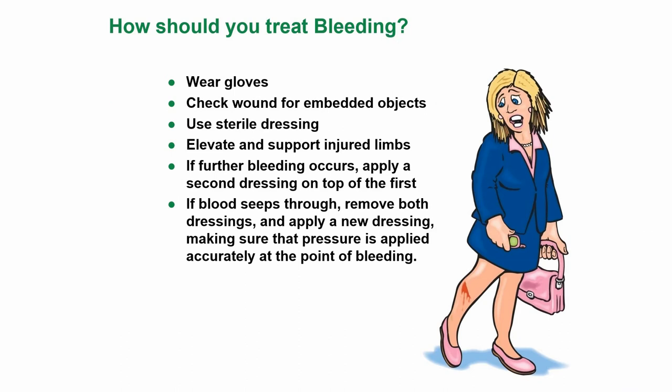How should you treat bleeding? Wear gloves. Check wound for embedded objects. Use sterile dressing. Elevate and support injured limbs. If further bleeding occurs, apply a second dressing on top of the first. If blood seeps through, remove both dressings and apply a new dressing, making sure the pressure is applied accurately at the point of bleeding.